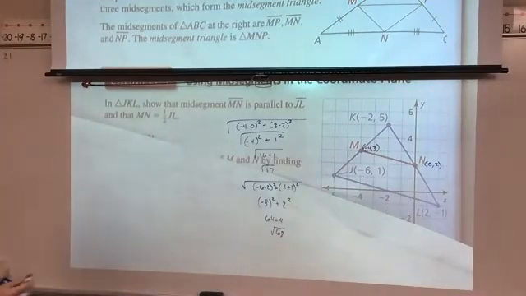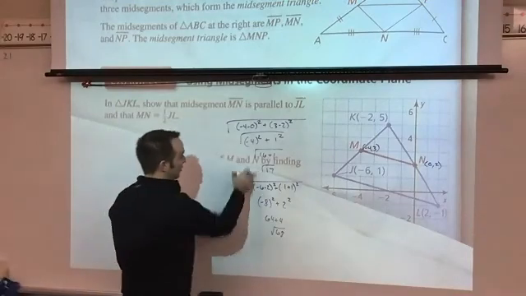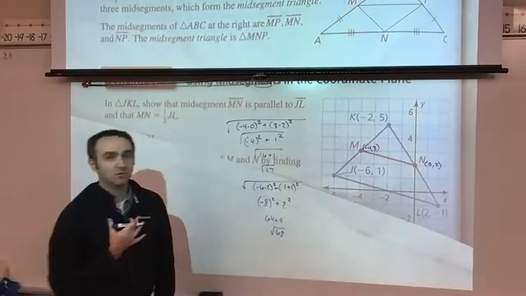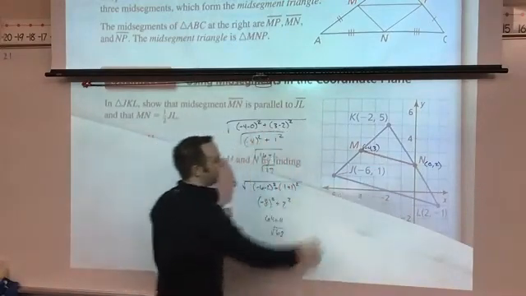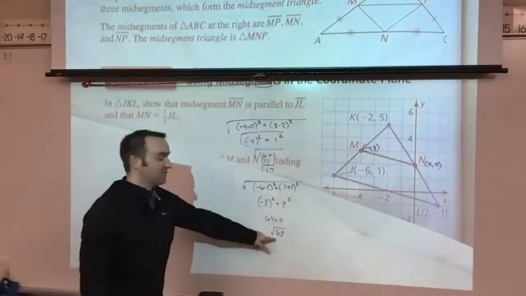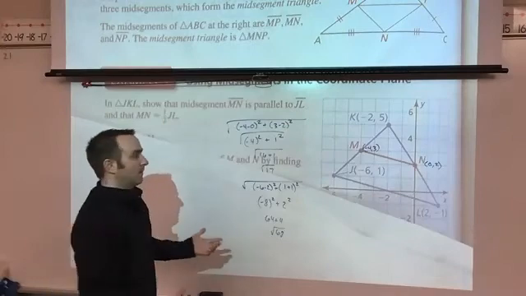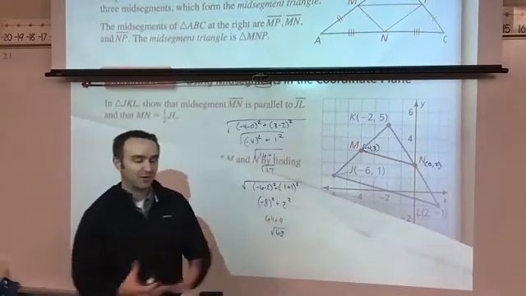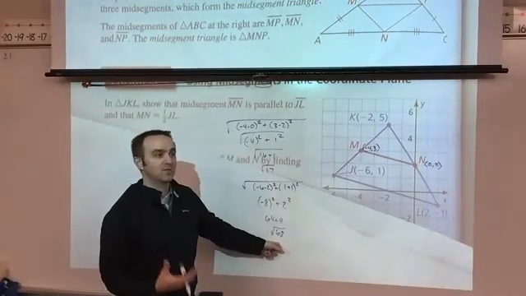Now here's where people get a little confused. Okay, we did distance formula, we found these. But we know from our theorem that this MN is supposed to be half of JL. Square root of 17 is not half of square root of 68. It's not. We know that. If you were to type these into the calculator, you would see that this is half of that. Okay, you would see that.